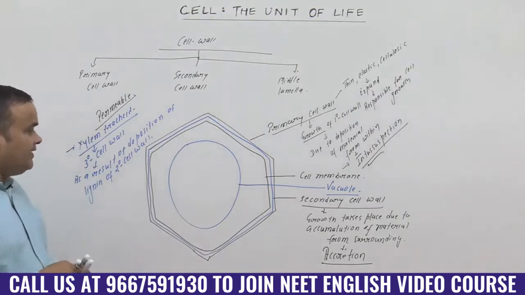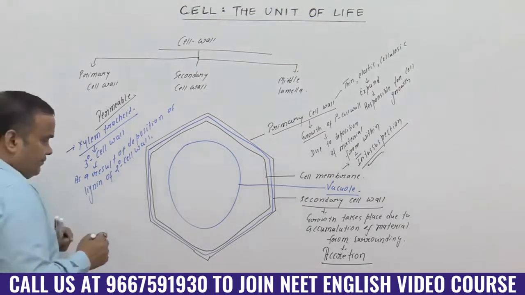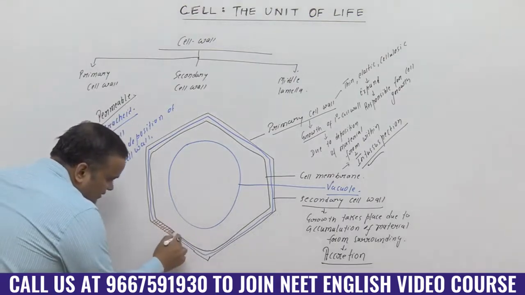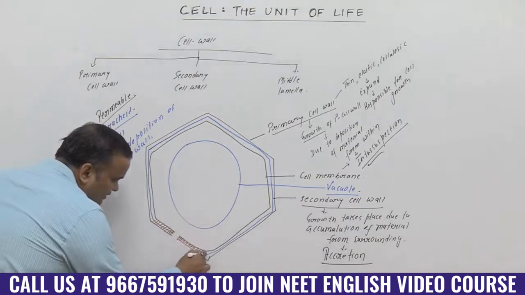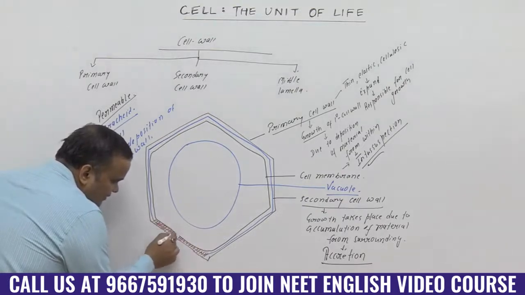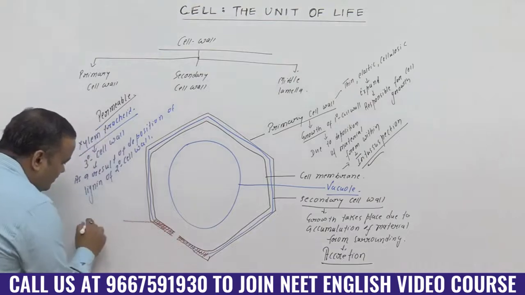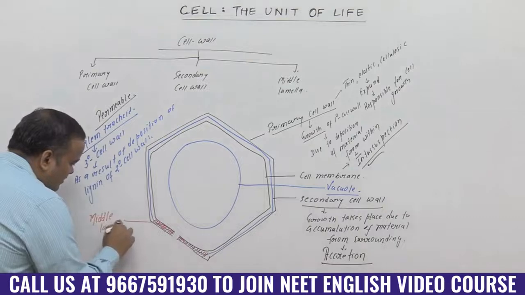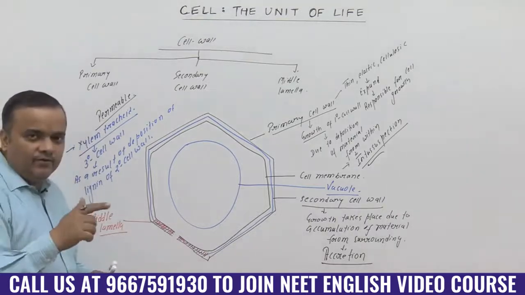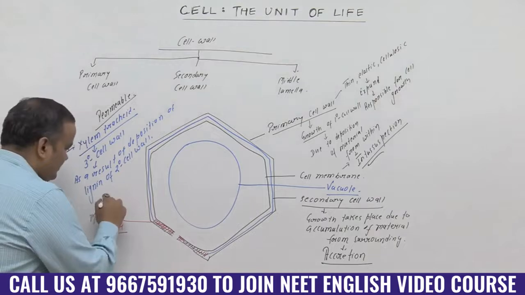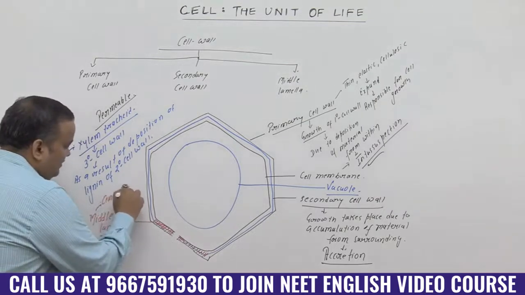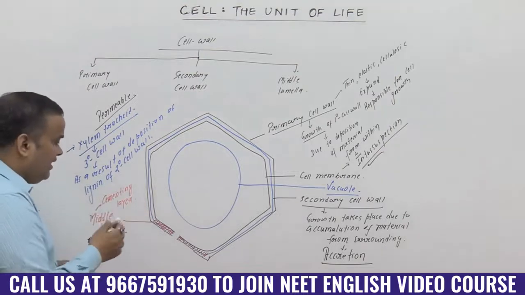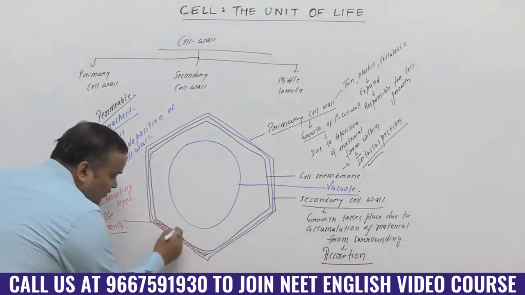Okay, now next is middle lamella. Now middle lamella is cementing layer between two adjacent plant cells. This is your middle lamella. It is cementing layer between two adjacent plant cells. This is cementing layer. Now, this middle lamella is traversed by a tubular structure.